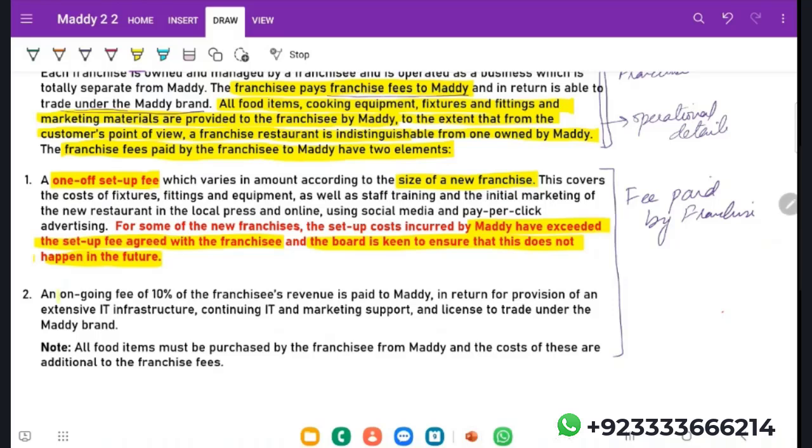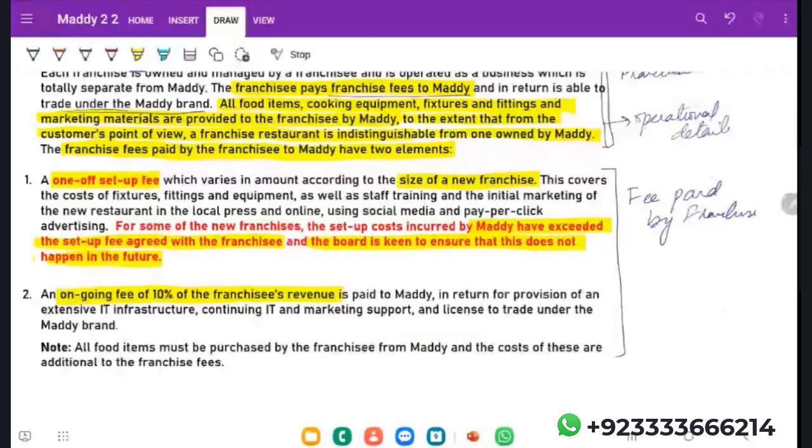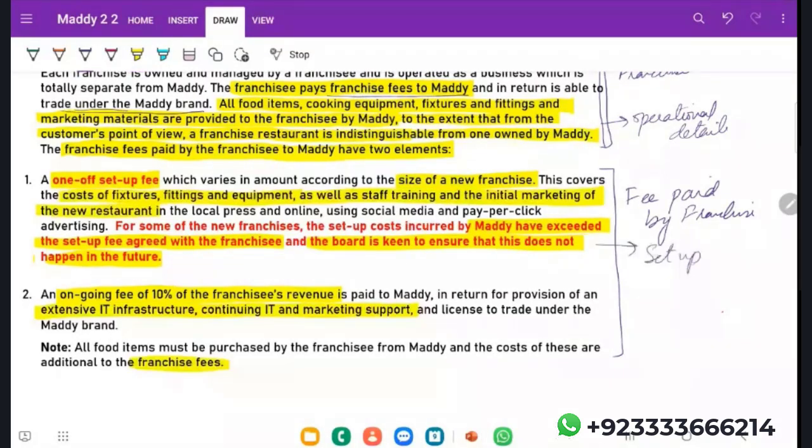The second one is an ongoing fee of 10% of the revenue, which is paid to Medi in return for the provision of an extensive IT infrastructure, continuing IT and marketing support, and a license to trade under Medi's brand, right? So in the first part, they were providing cost of fixtures, fittings, and equipment, as well as staff training and initial marketing of the new restaurants, right? And in the second part, they are paying a recurring fee of 10%, and in return, they will get extensive IT infrastructure, continuing IT and marketing support, right?